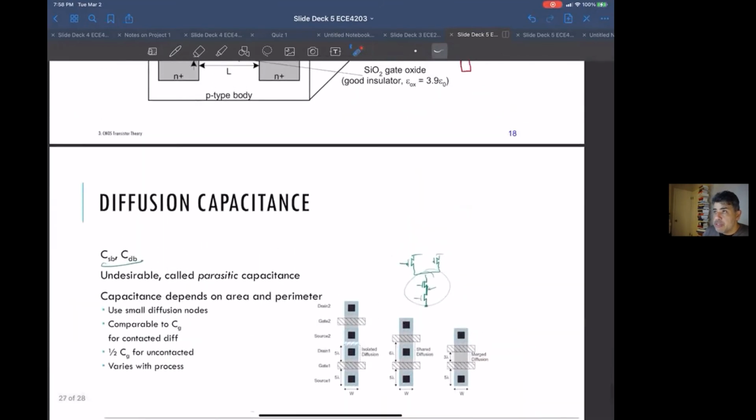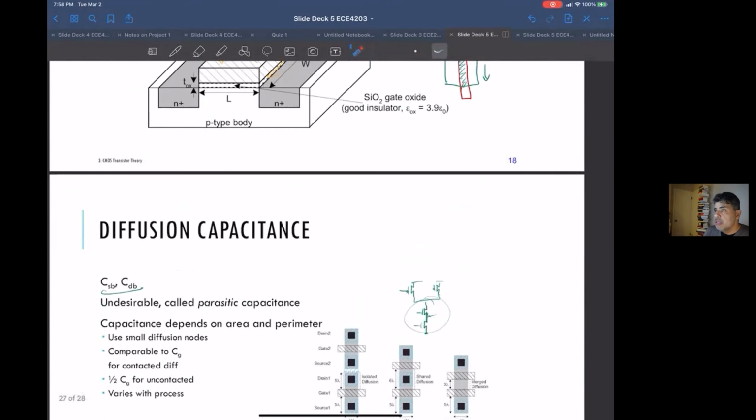Any questions, guys? So this was a level 1 simple model of current and capacitance, and together they sort of make your level 1 model.